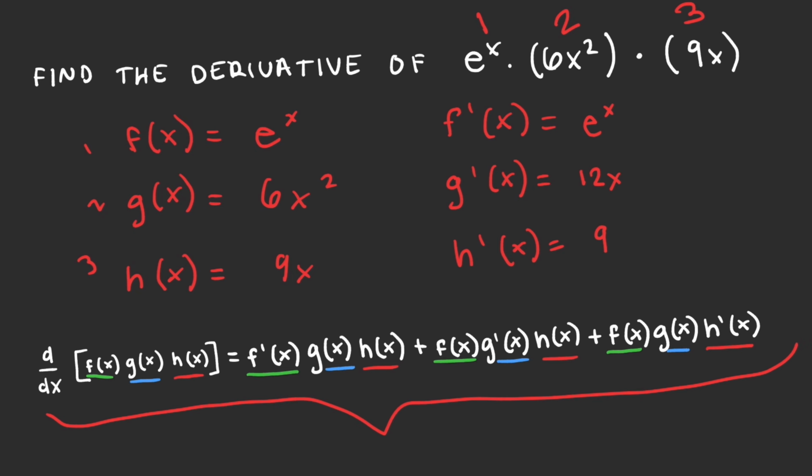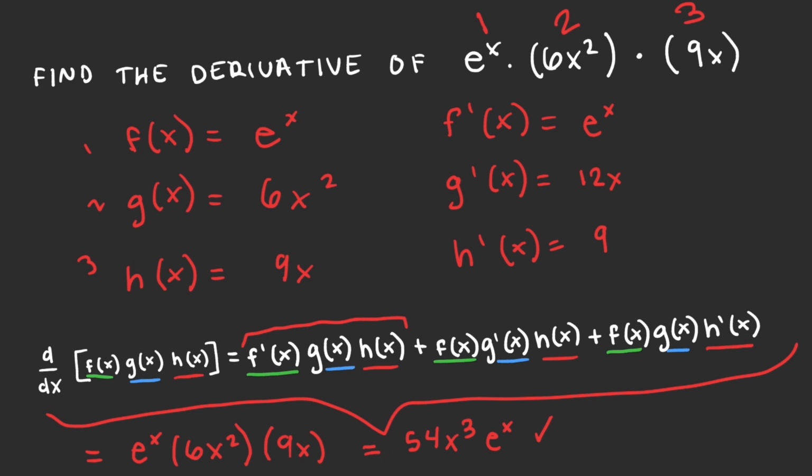We have, in our original equation, f prime of x goes first, which we know is e to the x. g of x is 6x squared. And h of x is just 9x. Okay, and if we simplify that further, remember we're only working with this part right now, we would get 54x cubed times e to the x.